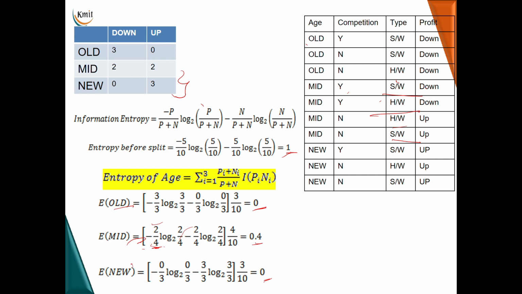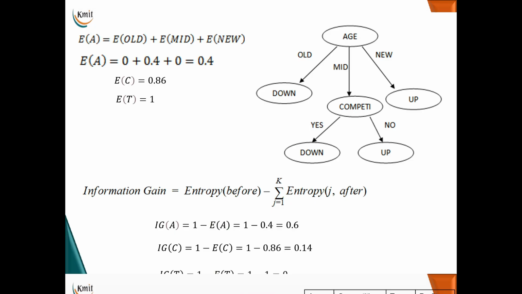Now you have got the entropy for old, middle and new. After getting the entropy, what you have to do is find your information gain. What is your information gain? Information gain is equal to total entropy minus entropy of old, minus entropy of middle, minus entropy of new. Done. So now let's check that. See now, E of A is what? First, here we are calculating what?